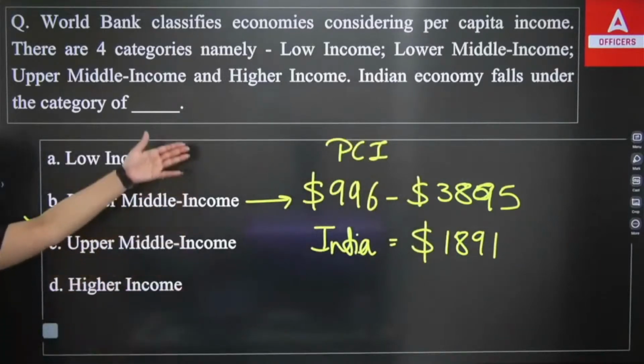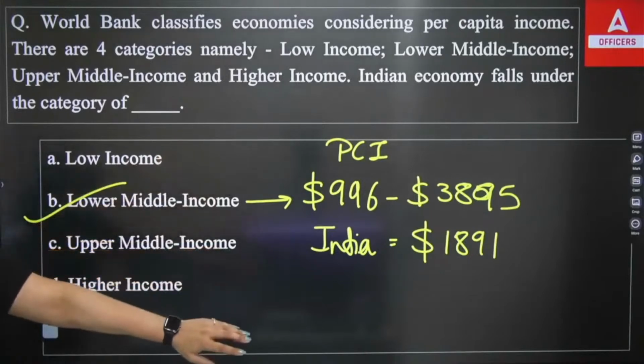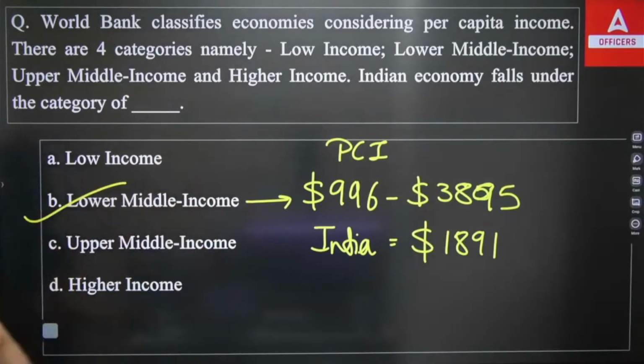So do remember this range also. Do remember India's per capita income that has been given in 2019, $1,891.